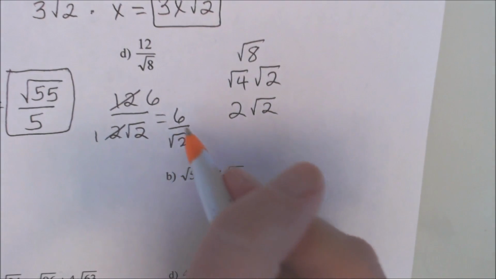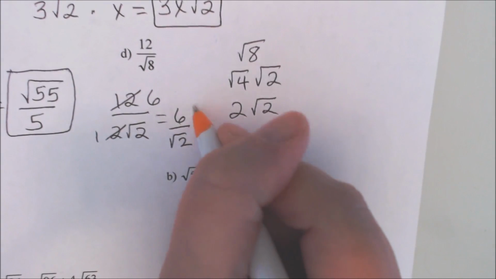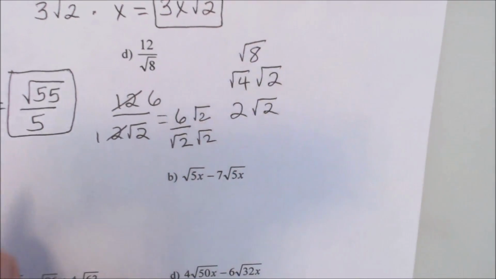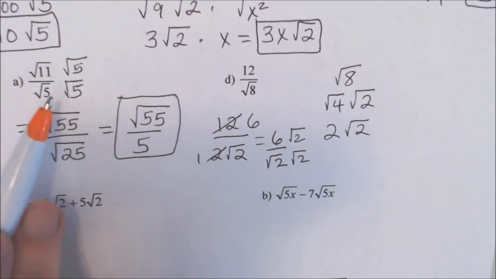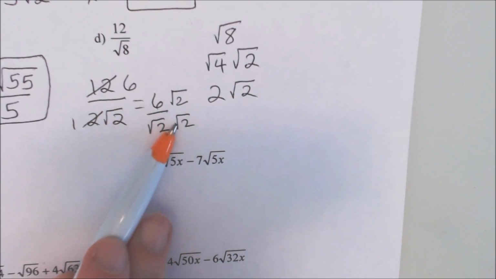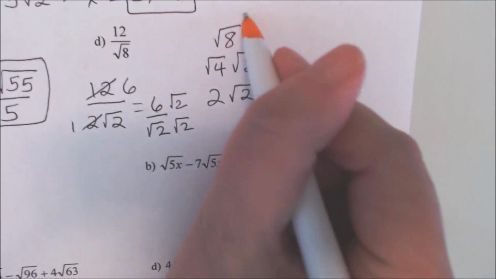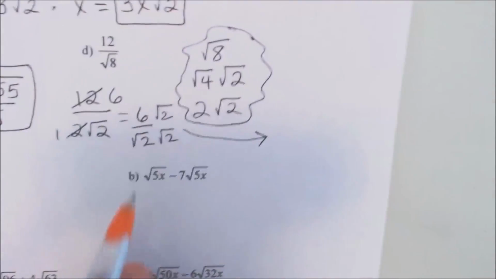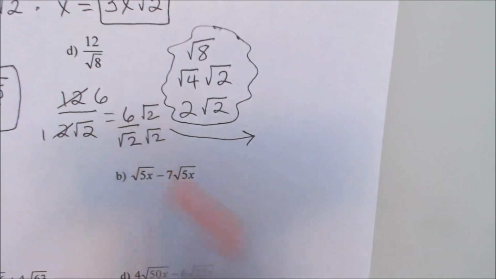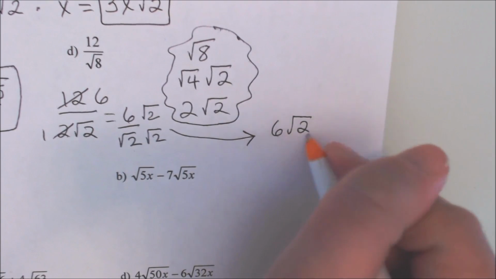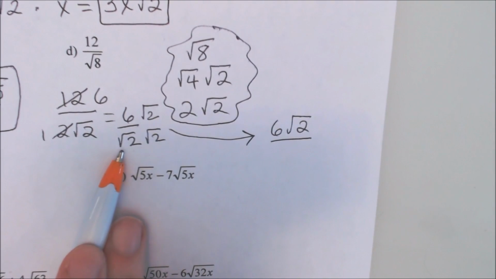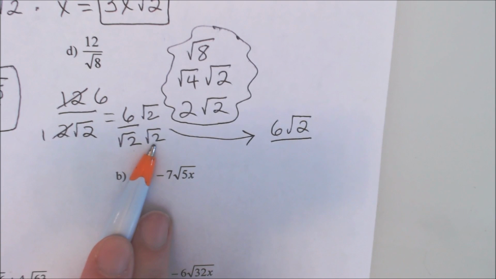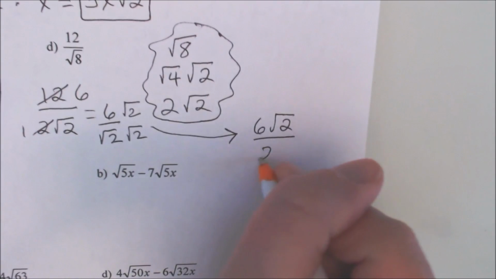So I'm going to multiply the top and bottom here by the square root of 2. Just like I did over here, I multiplied by radical 5 on the top and bottom. So I'm going to multiply radical 2 on the top and bottom. And let me circle this so we know that that's separate. Let me come over here and write what we have now. So we have 6 times the square root of 2 in the numerator. In the denominator, we have square root of 2 times the square root of 2, which is really the square root of 4, but of course that simplifies to 2.